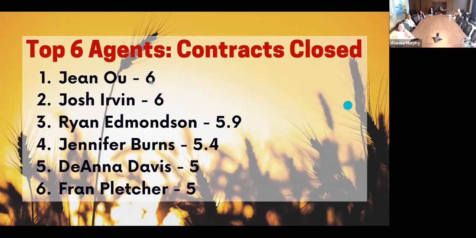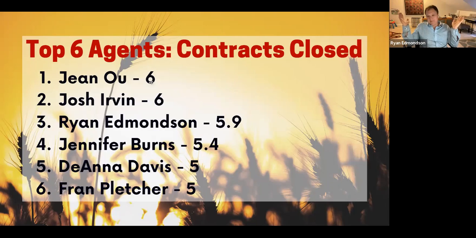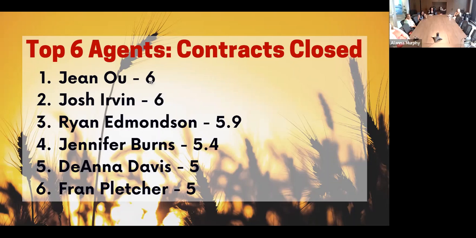Okay, top 6 agents with contracts closed. We've got Jean at 6, Josh at 6, Ryan, how did you do 5.9? I have no idea. That's a weird number. I guess it's because of team things, having to share. Ryan with 5.9. I had 5.4. Deanna with 5. Congrats. Here she is. And Fran with 5. Congratulations, Fran. Huge.